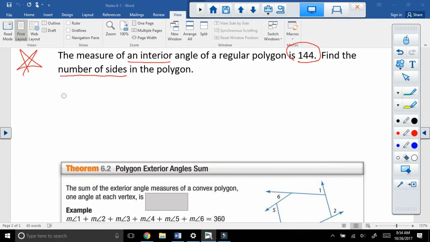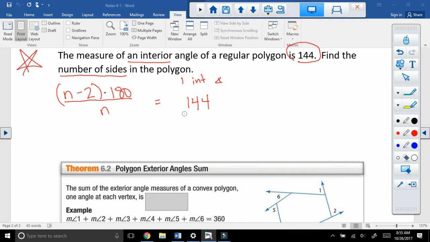So if you remember the formula we wrote down earlier, to find one angle, you can find the total number of degrees and then divide by the number of angles, or the number of sides. That's going to equal the one interior angle if it's a regular polygon. So here we have the answer, 144, and we want to find the number of sides.